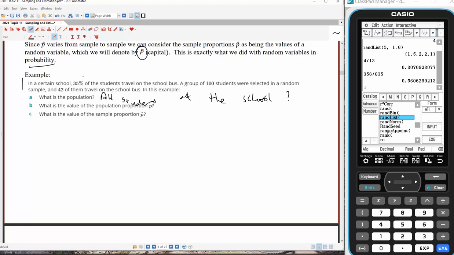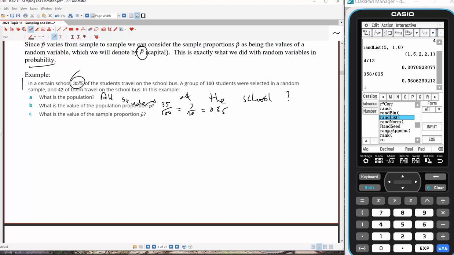What is the value of the population proportion? Now we do know that because they tell us that 35% of the students travel on the school bus. So the population proportion is 35 over 100, which is 7 over 20, or just 0.35. It doesn't have to be a fraction. You can write it as a decimal.